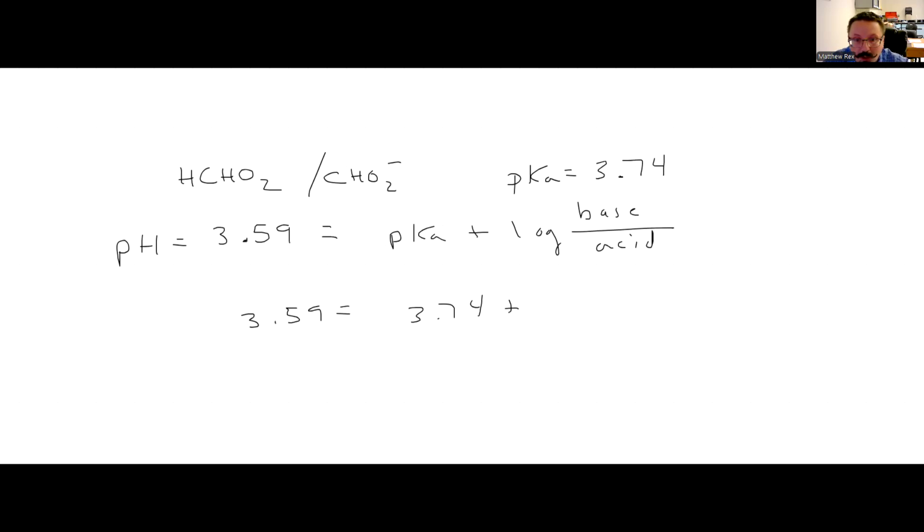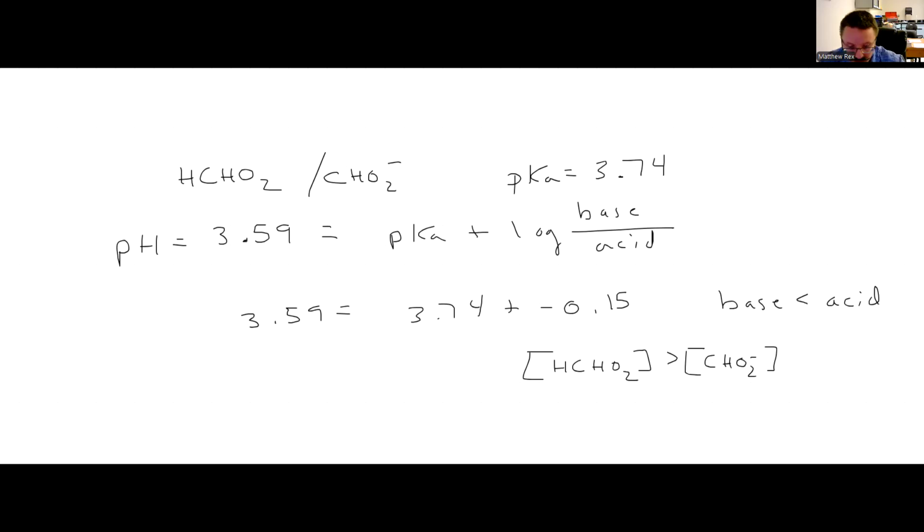has to be equal to negative 0.15, which means to get the negative value from the log, the value has to be less than 1. So that means the concentration of base would have to be less than the concentration of acid, or in this case, the way it's written on here, the concentration of the formic acid must be greater than the concentration of the formate ion, the conjugate base there. And not a great deal larger, but a little bit.